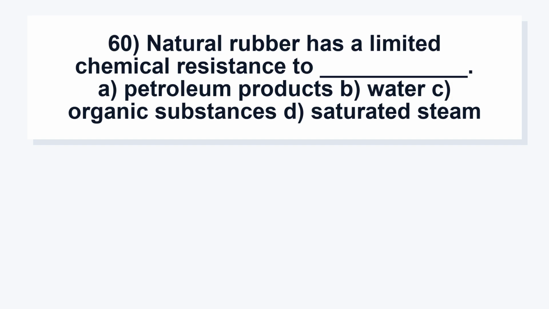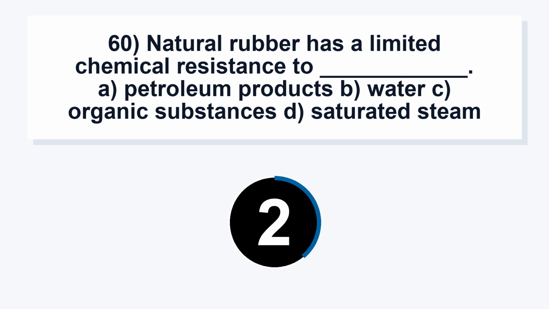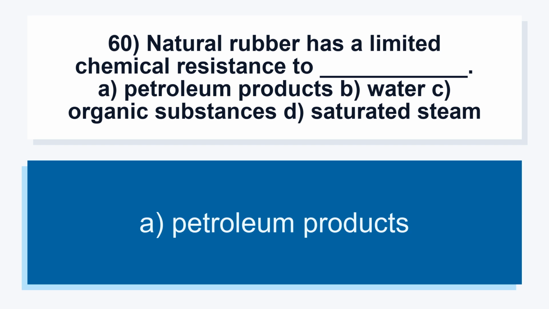60. Natural rubber has a limited chemical resistance to ______. A. Petroleum products. B. Water. C. Organic substances. D. Saturated steam. A. Petroleum products.